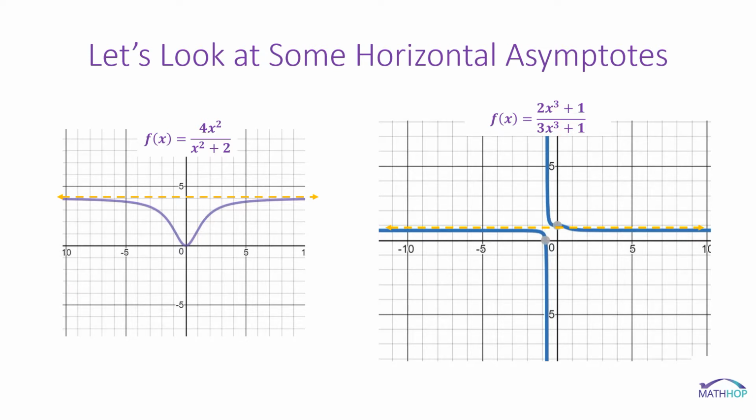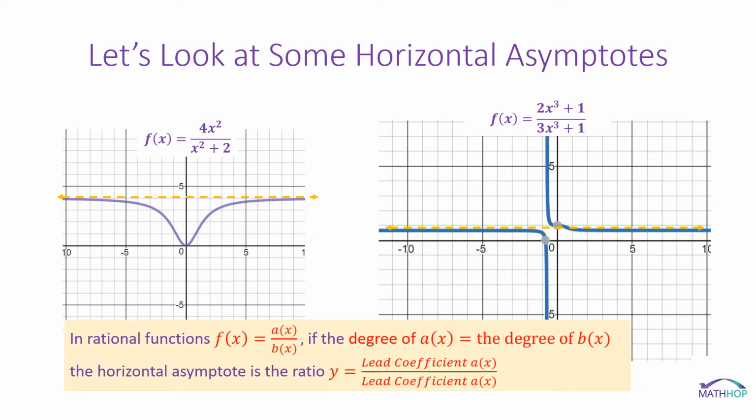So what does the rule tell us? The rule tells us if we have a rational function, a of x over b of x, and the degree of a of x is equal, so the degree of the numerator is equal to the degree of the denominator, then the horizontal asymptote is simply the ratio of the leading coefficients. It's really no nice short way to write this. You kind of have to write the horizontal asymptote is y equals the leading coefficient of the numerator over the leading coefficient of the denominator. So let's see what we're talking about.